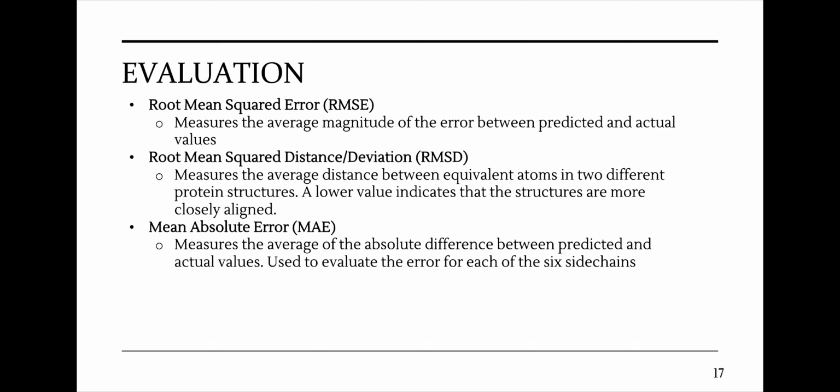A lower value indicates that the structures are more closely aligned, and mean absolute error, which measures the average of the absolute difference between predicted and actual values. This is used to evaluate the error for each of the 6 sidechain angles.